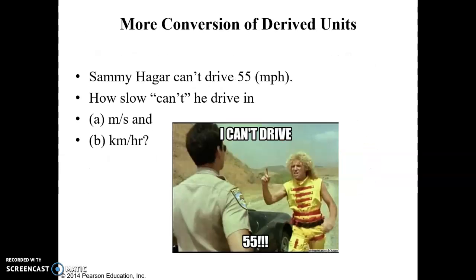All right, I've got one last example problem to conclude this chapter with. So again, it's converting derived units. This is an example problem I made up. I'm sure it's dating me. Most of you probably have no idea who Sammy Hagar is, but he had a song that he can't drive 55. And I just figured 55 miles per hour is a good starting point for a unit conversion problem. So if we wanted to convert that to meters per second and kilometers per hour, what would that be?